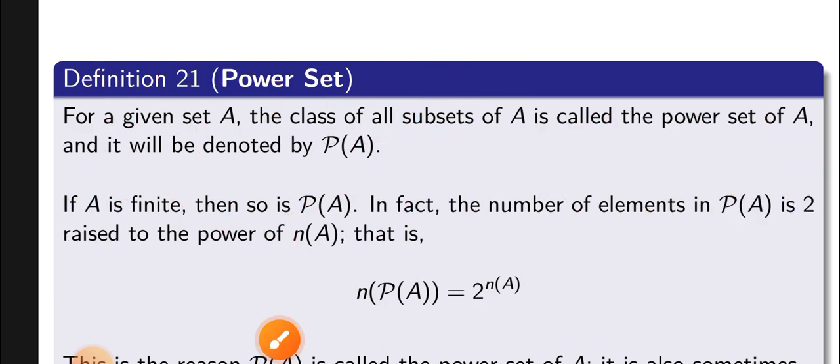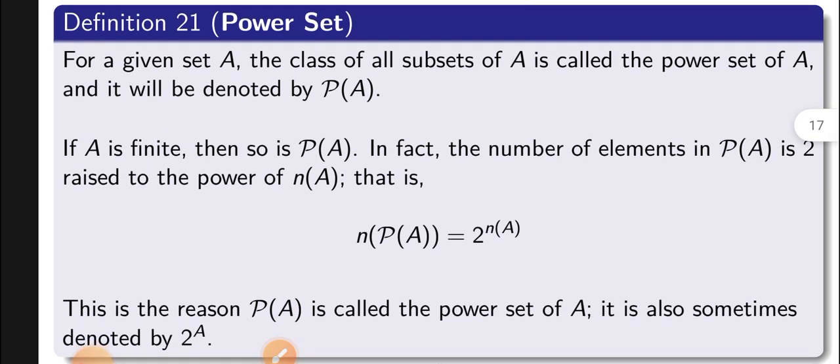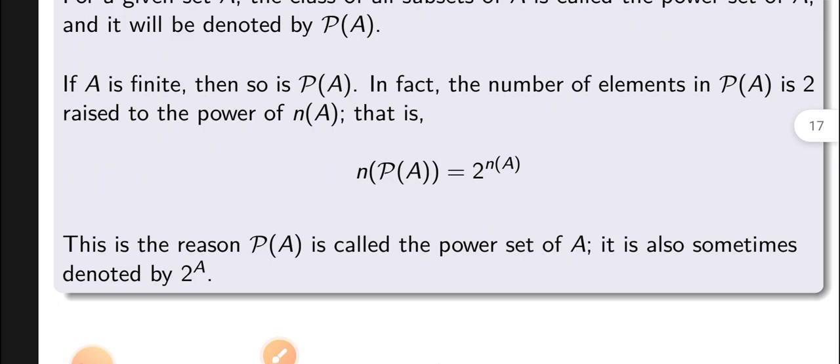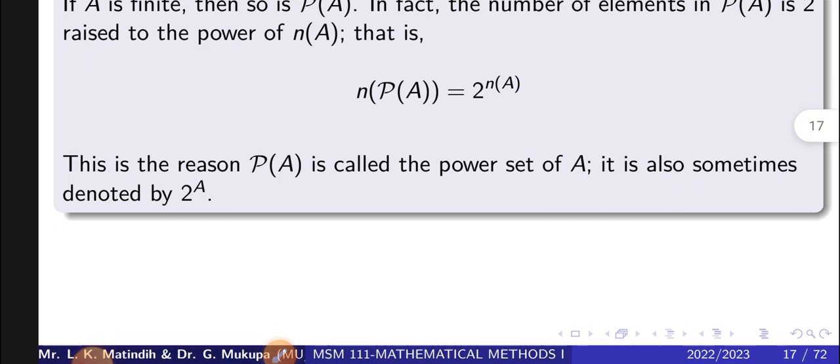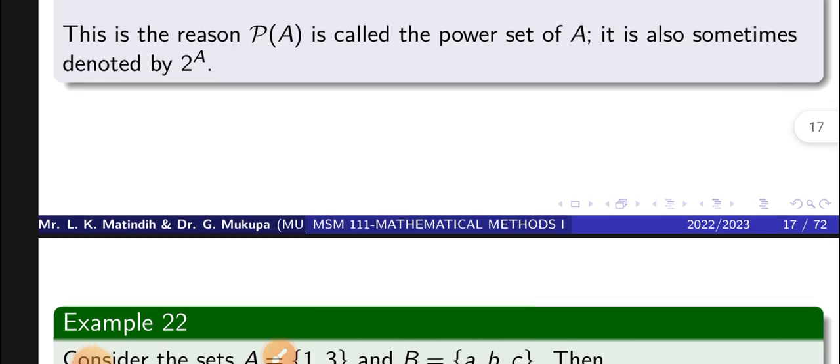So for a given set A, the class of all subsets of A is called the power set, and it will be denoted by P(A). So if you say P(A), then they want you to find the power set, and it is also denoted by 2 to the power A. This is the reason P(A) is called a power set.